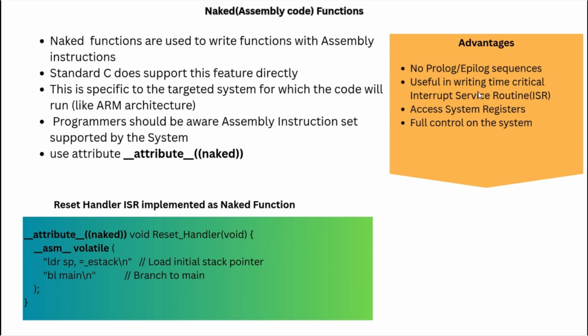The main advantage is, like macros and inline, it doesn't have prologue and epilogue sequences, so you can write a naked function like this and just jump to it, you can call it directly. Very useful if you are writing interrupt service routines, where an interrupt handler should be executed very quickly without stack operations and everything. So these naked functions are very useful. You can also use assembly language to directly access the system registers and change their values, and you can have full control of the system.